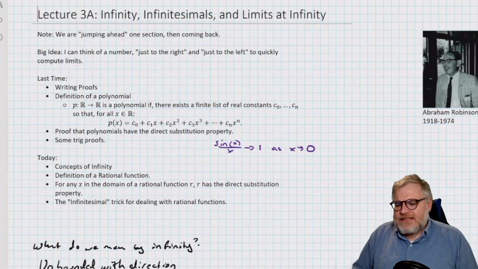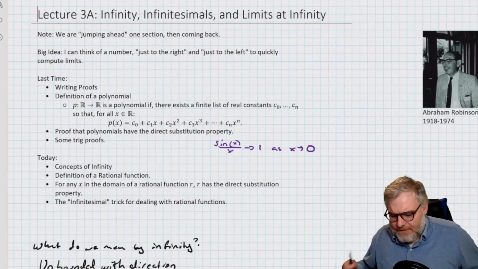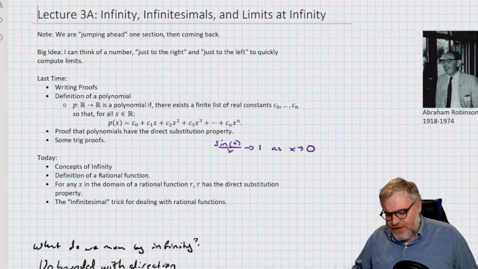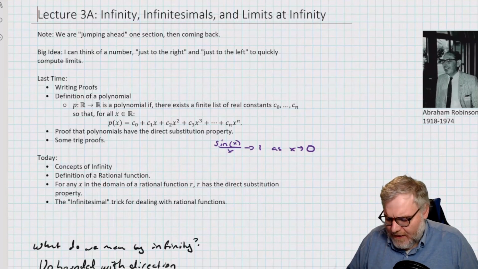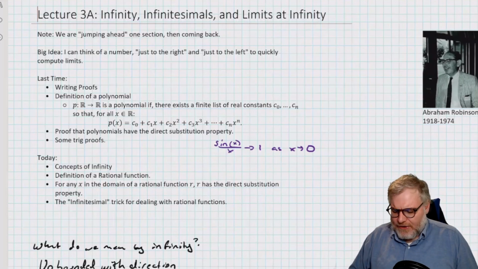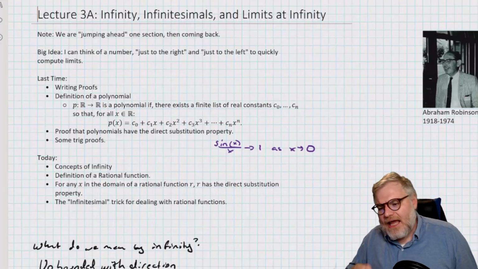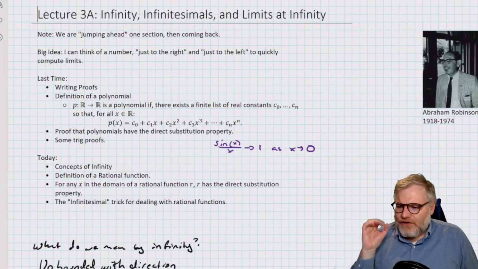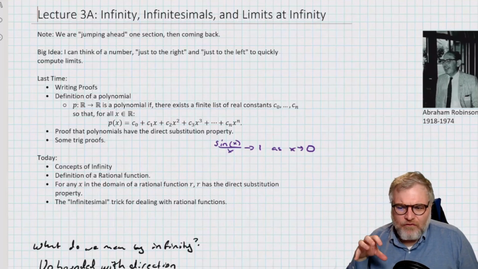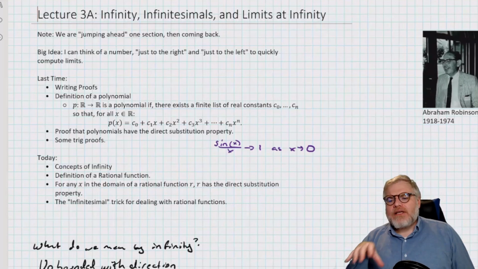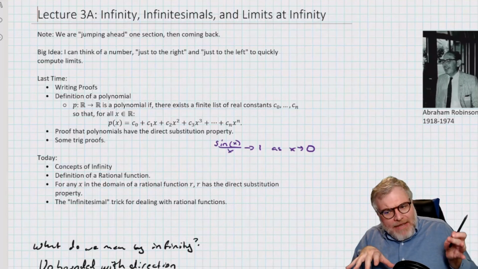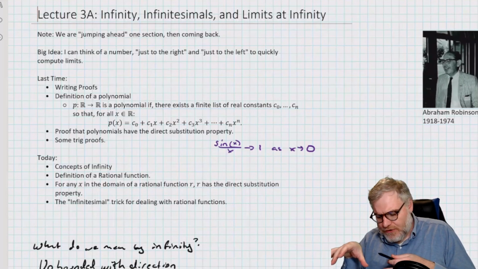Last time we talked about writing proofs. We had a definition of polynomials that we've expanded on. We proved that polynomials have the direct substitution property, and then we did a whole bunch of trig proofs. So last time was really about the formal side of math. Today we're going to take a little break. We'll come back to the formal side of math next time when we do continuity.